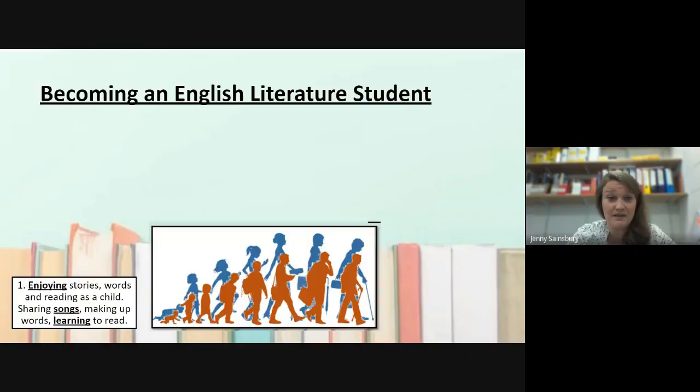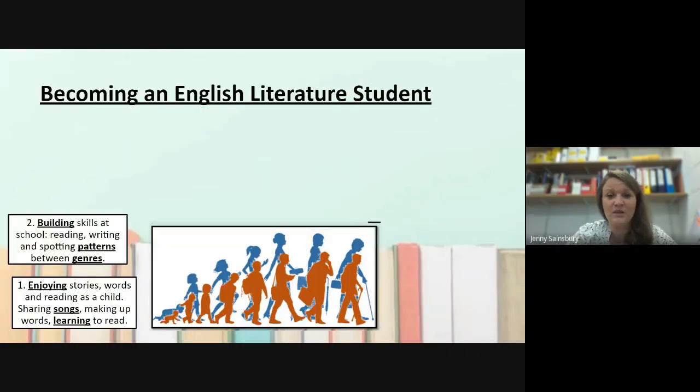So, what does it mean to become an English literature student? In many ways, a lot of you are already English literature students, and that started right from when you were a child, a baby, enjoying stories, songs, learning to read and sharing those stories with those around you. This then developed as you became a student in secondary school or even primary school, where you developed those skills, began being able to spot patterns between genres and forming your own opinions about texts that you were being taught.